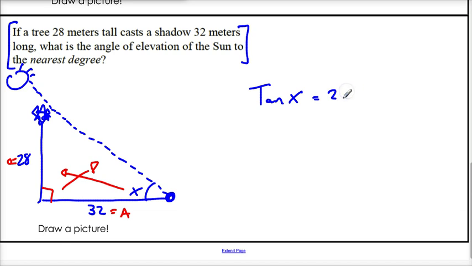Opposite. Oh, hey kitty. Sorry about that. Got sidetracked.